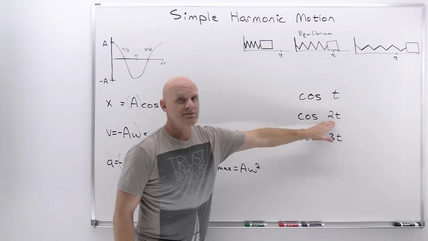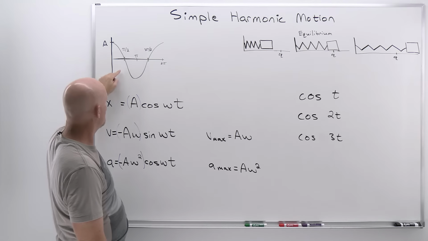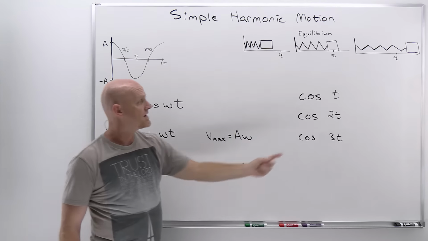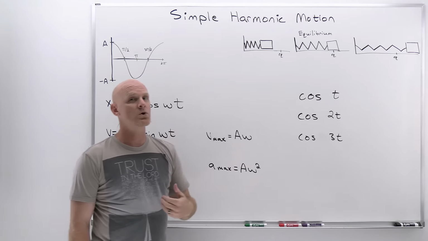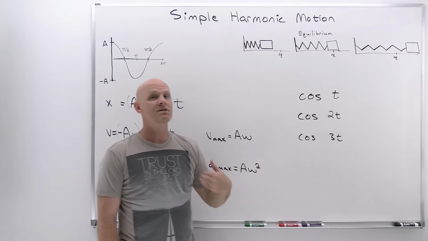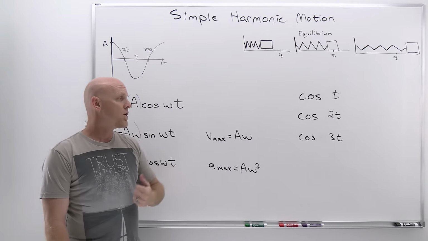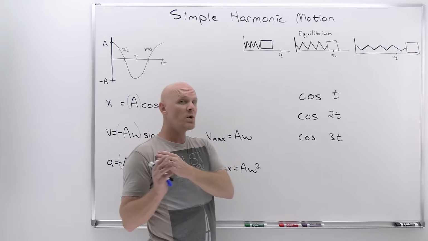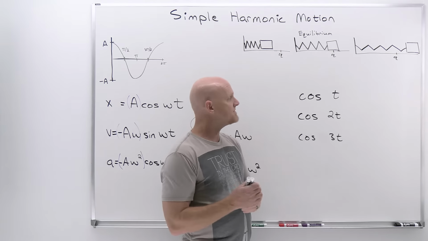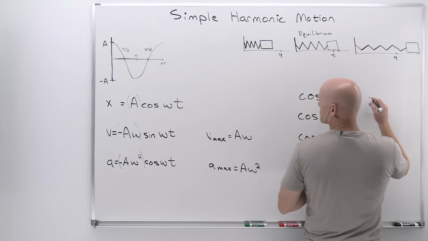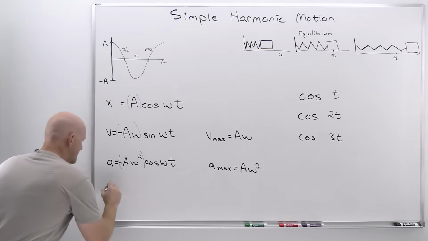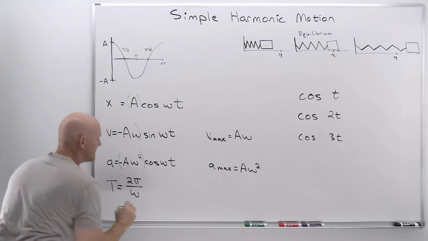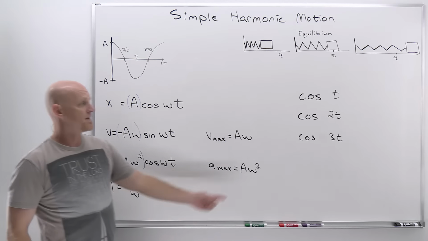Well, if you have cosine of 2t, we learned that you'd actually get one full oscillation by the time you reach pi, and then another full oscillation by the time you reach 2 pi, and you'd get 2 full oscillations over the course of 2 pi. Cosine of 3t, you'd get 3 full oscillations over the course of 2 pi. It's really just telling you how many full oscillations you complete over the course of 2 pi. So if you want to find that period of oscillation, it's really equal to 2 pi over omega. You just take 2 pi and divide it by the number.